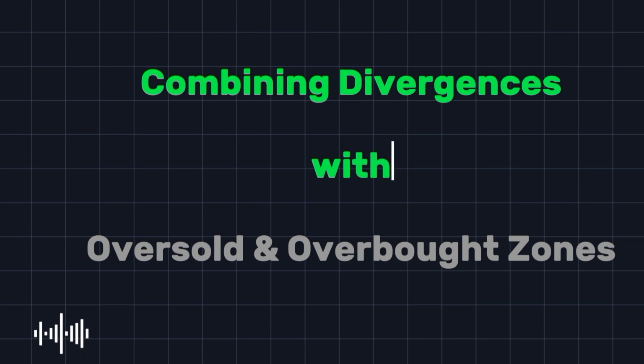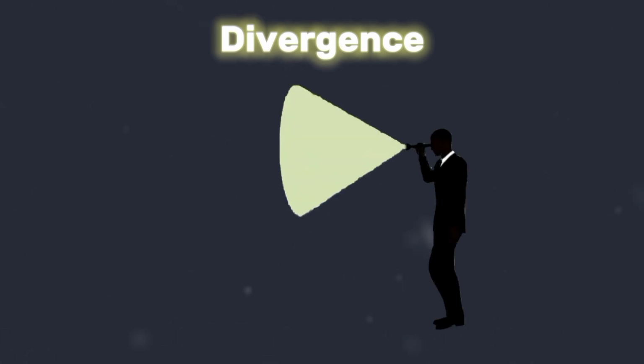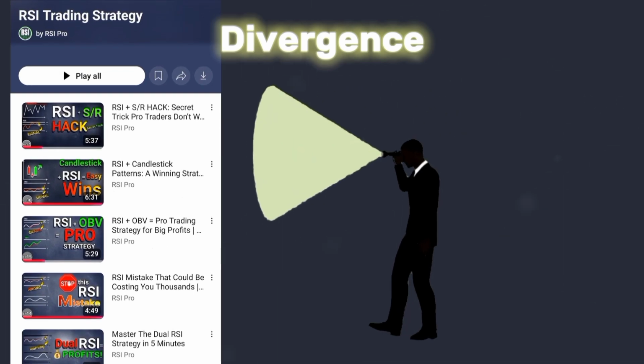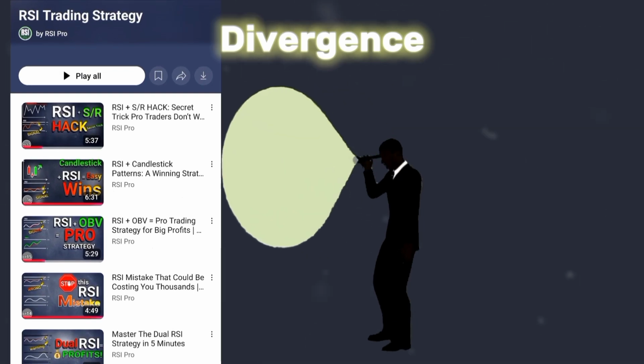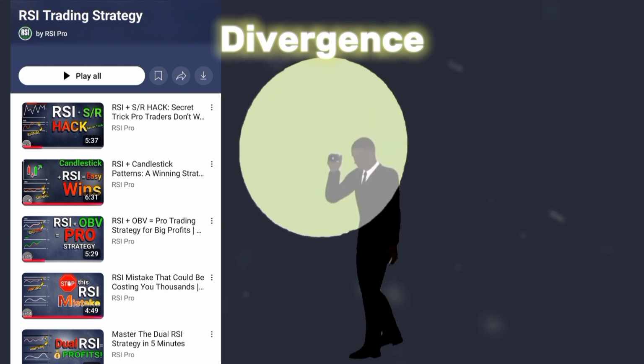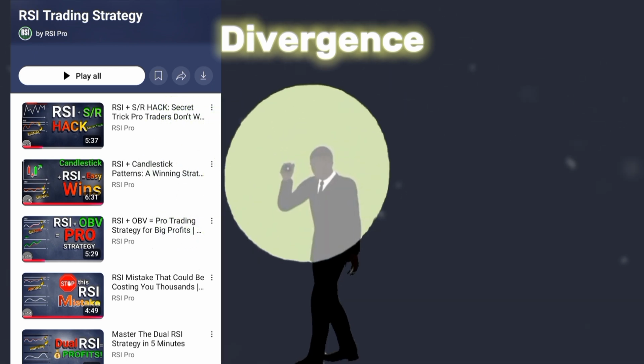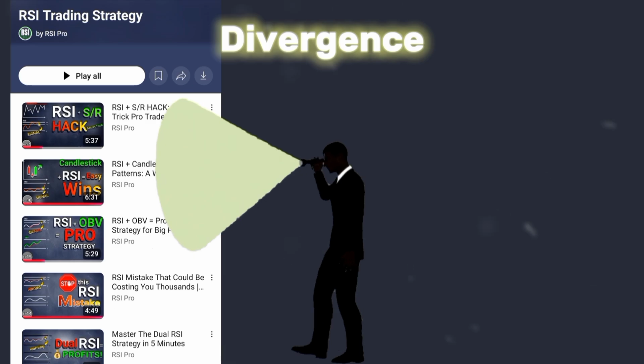Combining divergences with oversold and overbought zones. Divergence can serve as a helpful tool to confirm signals generated by various strategies we've covered in previous videos. Now, let's explore how to combine it with the overbought and oversold zones in the RSI. First, let's review the overbought and oversold zones.